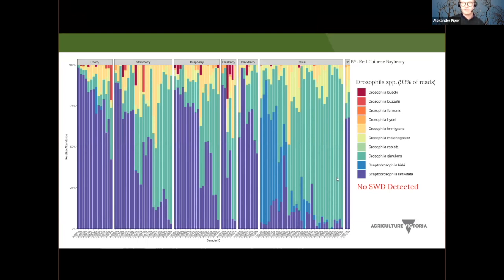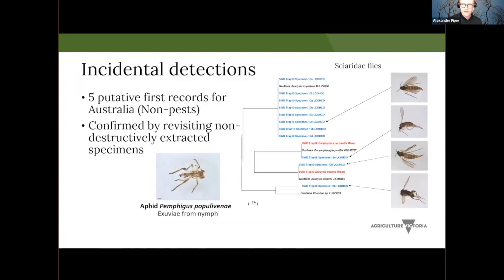So this shows that Drosophila communities are affected by the host type you put the traps out in. The other interesting thing is, because we get this other biodiversity data, we compared this to records on ALA and the Australian Faunal Directory, and we identified 5 putative first records for Australia. And these were non-pests, but there just hadn't been a previous detection in Australia.